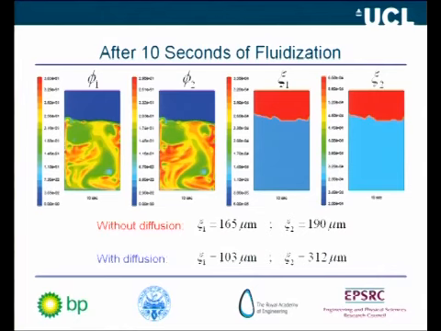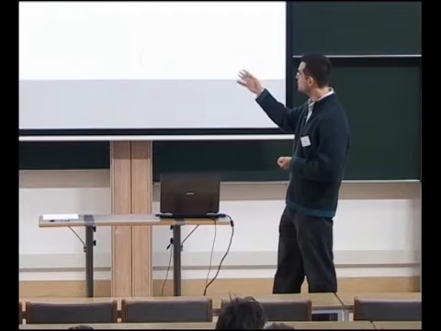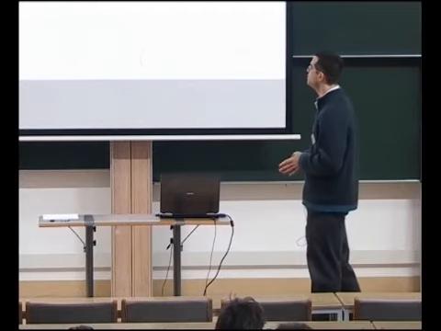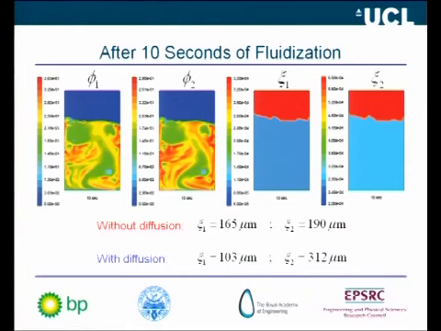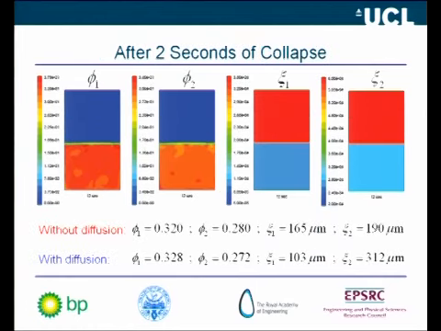So now, if in the population balance equation that I initially showed, we do not consider diffusion, so the diffusive term in physical space, we have that the 2 sizes are 165 and 190 microns. Whereas if we consider diffusion, so we introduce the diffusive term in physical space, the values are different, and in particular are 103 and 312 microns. So we understand that introducing that term plays an important role.